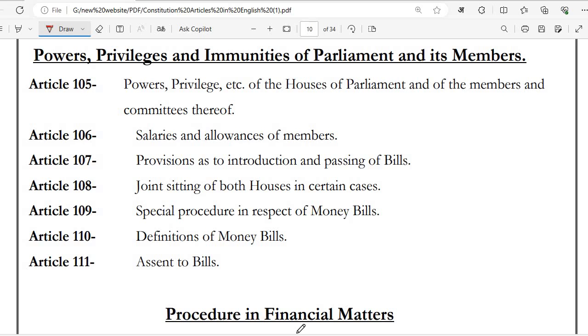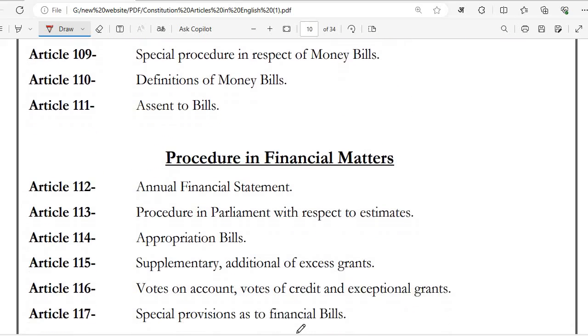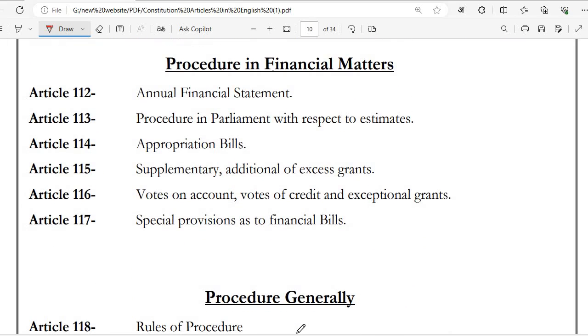Article 110, definition of the money bill. There are 6 points that define the money bill. Article 111, assent to bills. Assent to bills means what? The President can exercise his veto power over the bills. Procedure in financial matters, annual financial statement, Article 112, this is also called the budget.